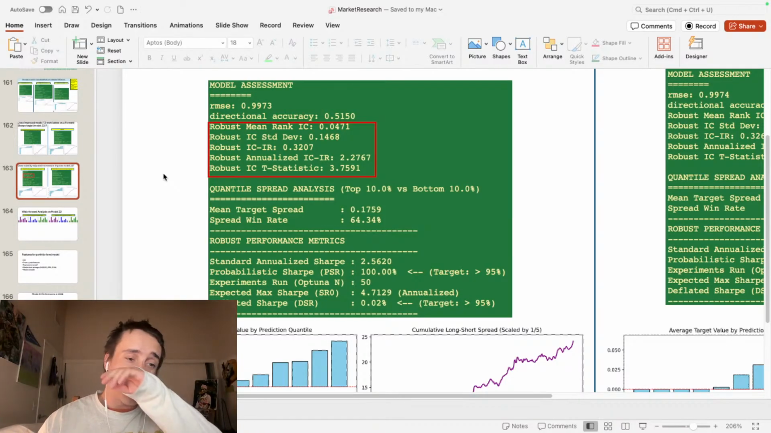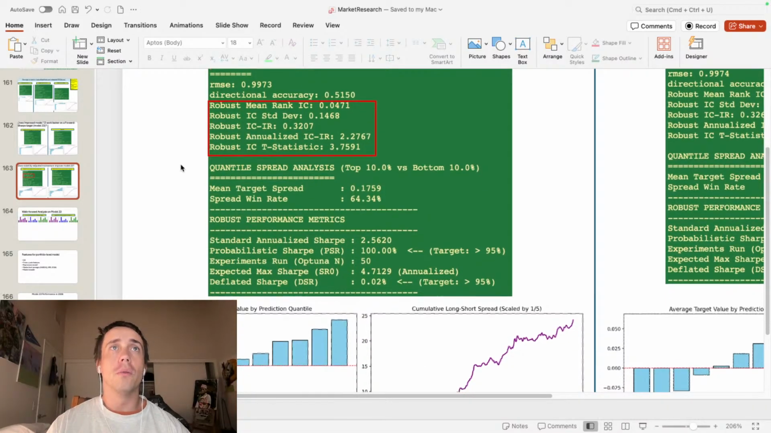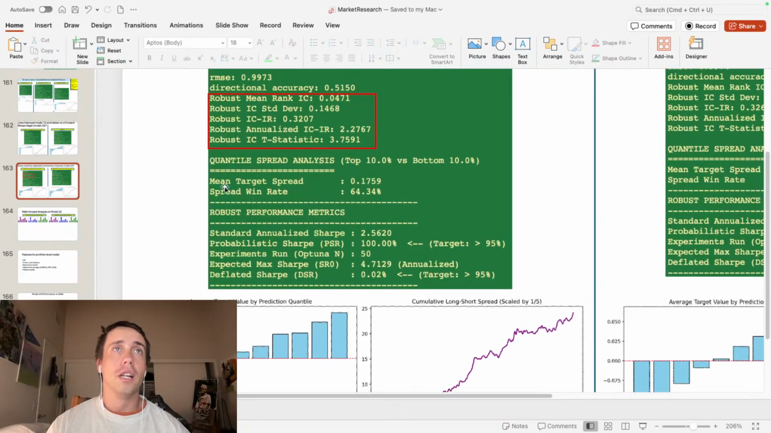The top one's information coefficient. That's the predictive power of the model. How good is the model at predicting? My goal is 0.01 to 0.02 because the stock market has a notoriously low signal to noise ratio. I'm getting 0.047 here, so comfortably well above my thresholds for the metrics.